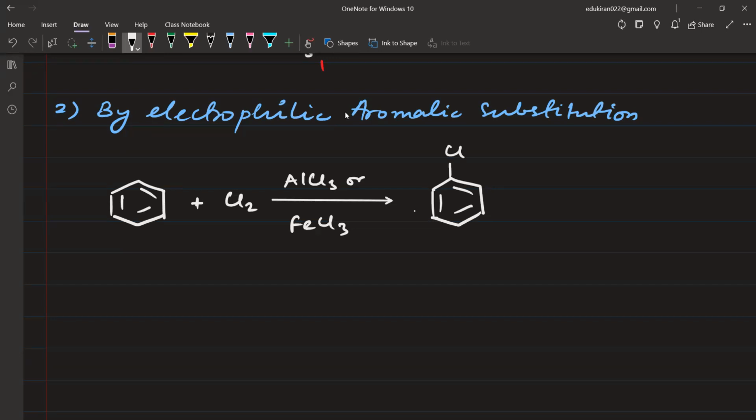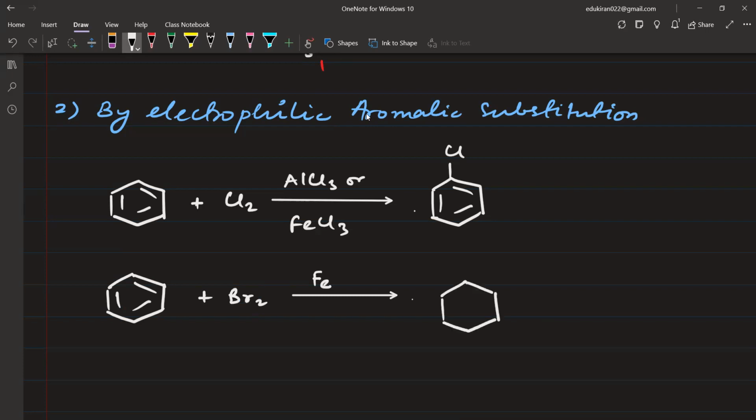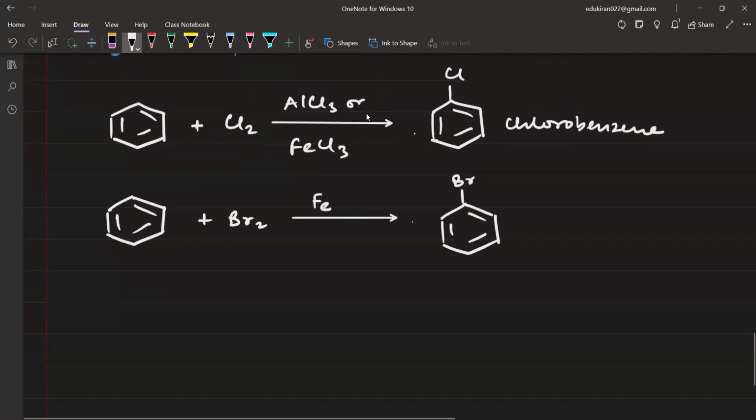Now, similarly, if you have Br2, then you can have AlBr3, FeBr3, or even Fe works here because Fe reacts with Br2 and then forms the catalyst in situ. So it is going to give you Br here. Let me write, this is chlorobenzene. Tell me what will be the name of this compound. I hope you can write this down. Yes or no? Yes. It will be bromobenzene, chlorobenzene and bromobenzene.